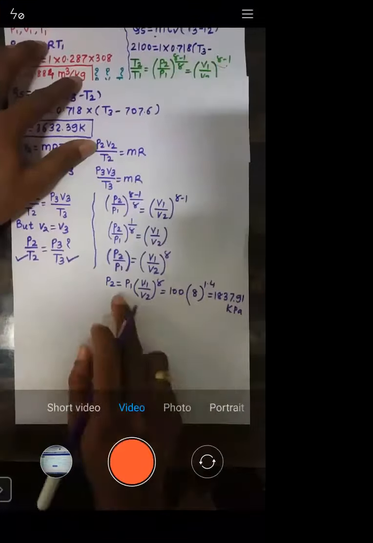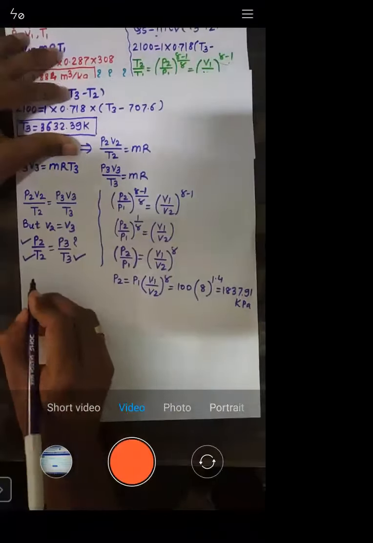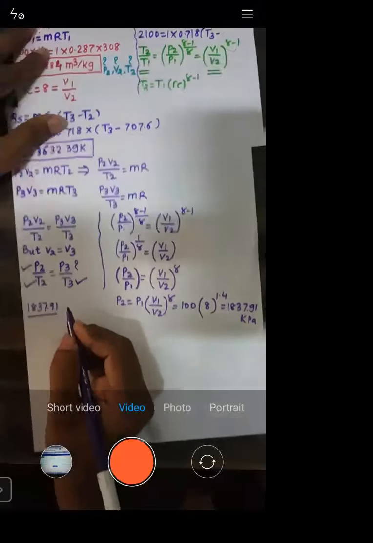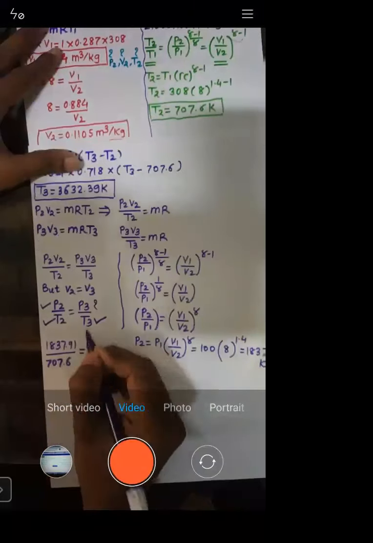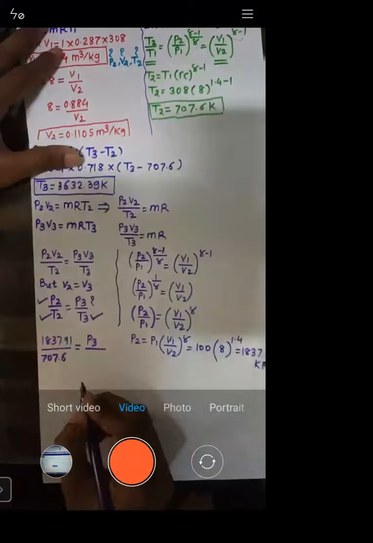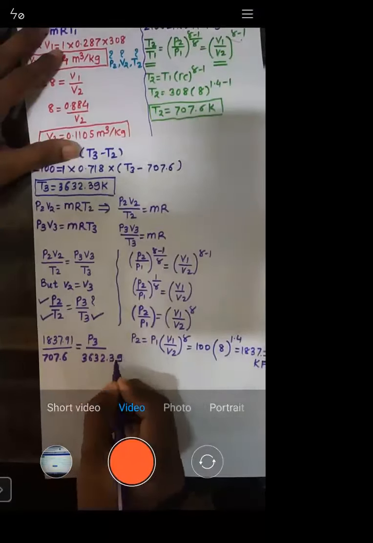Let us put the value here. P2 is also known now. So the P2 value I'll put: 1837.91 upon T2. The value of T2 I already got is 707.6, is equal to P3, which I am supposed to calculate, upon T3, whose value is known, 3632.39.